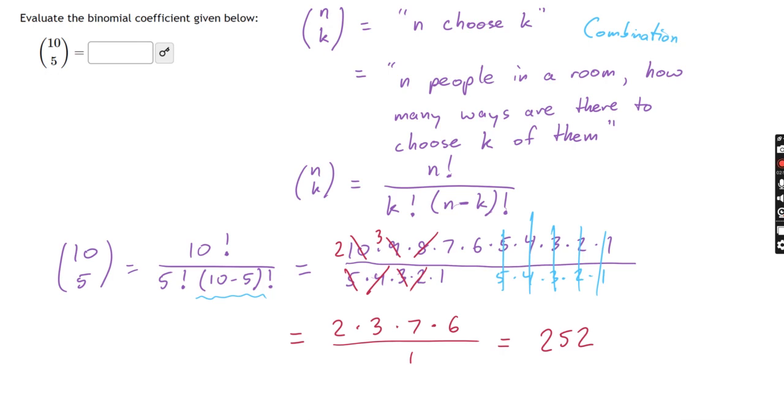But you see, we don't have to deal with anything like the millions we would have gotten if I had multiplied all those other things together. So this is called your binomial coefficient, or 10 choose 5. In other words, if there are 10 people in a room, there are 252 combinations that you could choose 5 of those people in.